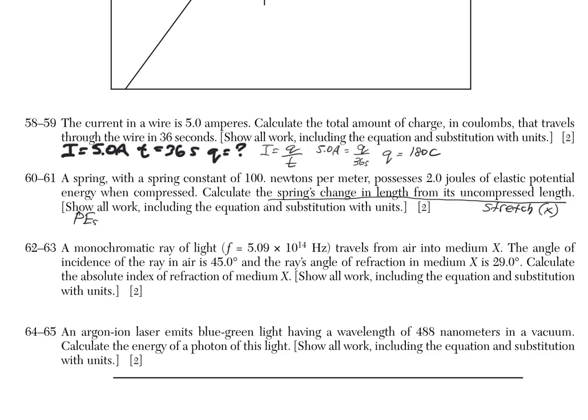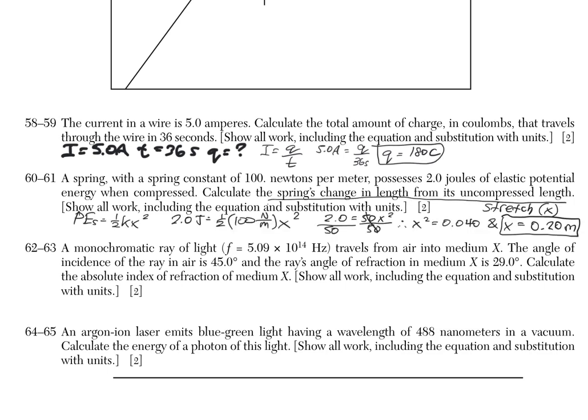So we have spring potential energy is 1/2 k x squared, and the energy is given, 2 joules, is 1/2 times 100 newtons per meter times x squared, and let's solve for x. And so we wind up with an x of 0.2 meters. Don't forget x is squared, so we're going to have to square root to get that 0.2 from 0.04.